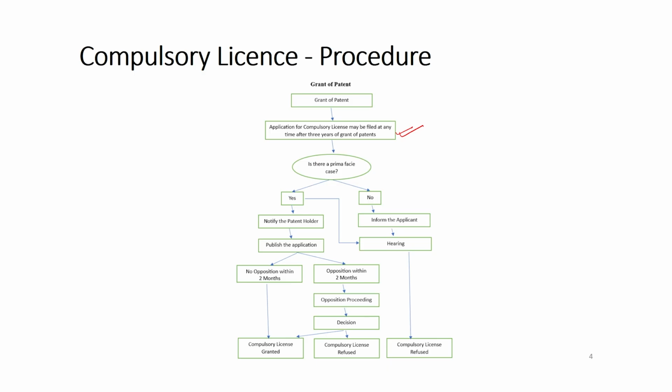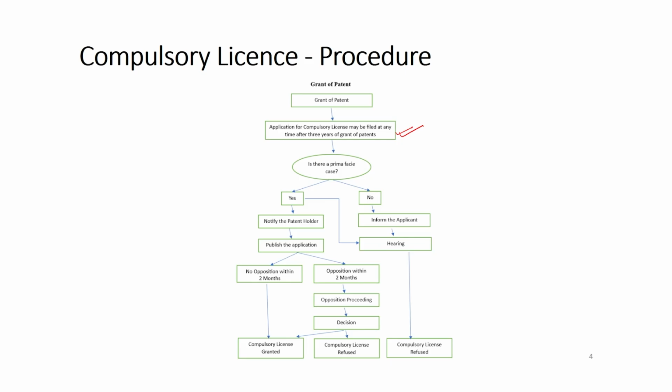So, when you file your application on 1st January 2015, and eventually the patent process was completed in 2018, the date of grant shall not be 2018, it shall be 2015 only. So, the date of grant shall be the date of filing of application. After 3 years of the date of grant, an application for compulsory license may be filed.